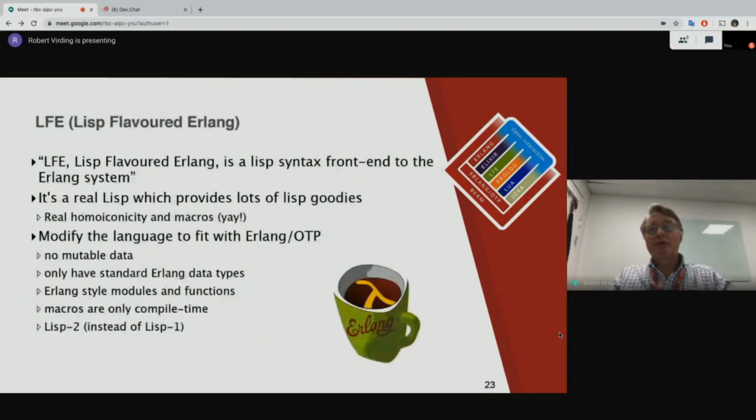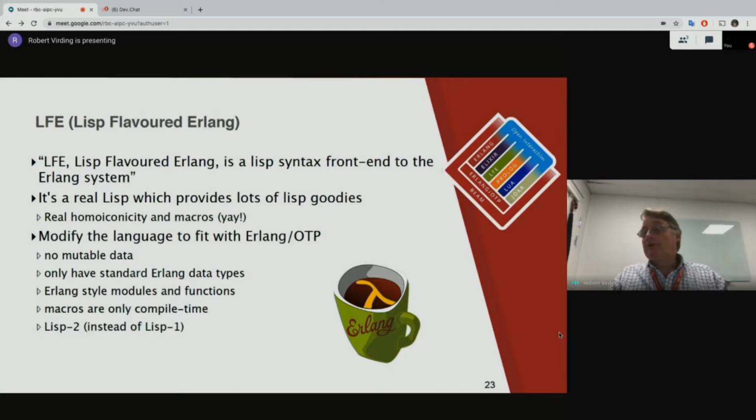Yeah, LFE, this is my favorite. I like Lisp. This was my first high-level language, so I like Lisp. And it's a Lisp syntax front end to Erlang. So it's a real Lisp. It's really homoiconic, and it's got real macros. Macros the way God intended.